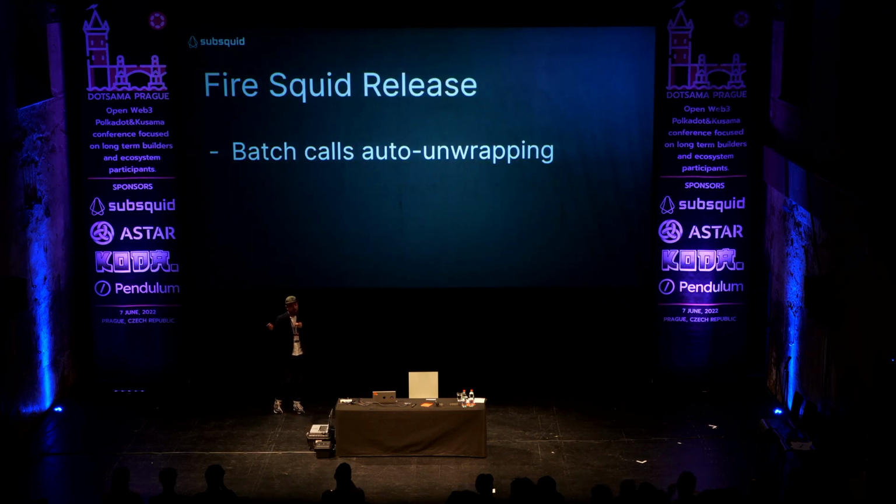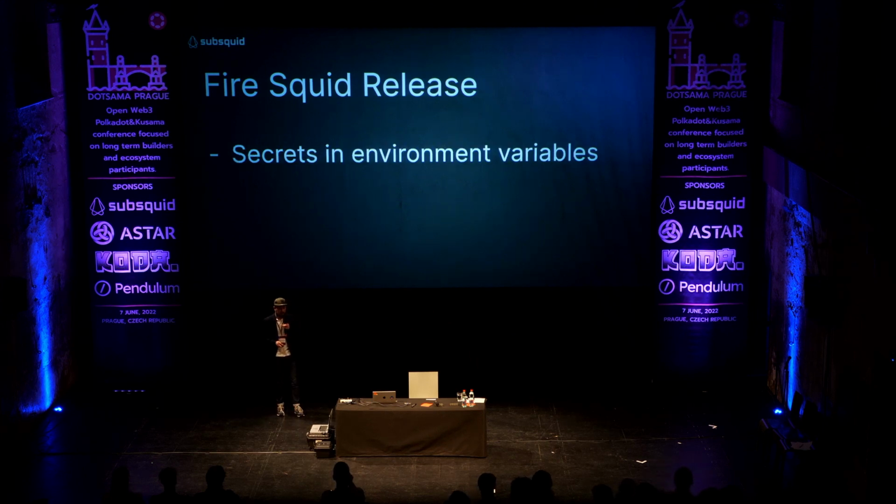And here comes the announcement of what we are going to have in Subsquid. As I said, there will be magic related to batch calls, so you don't have to manually work on it. You will be able to use secrets as environment variables. This is very important if you, for example, want to use some private API in your data transformation logic. For example, pull some API where you have an API key.